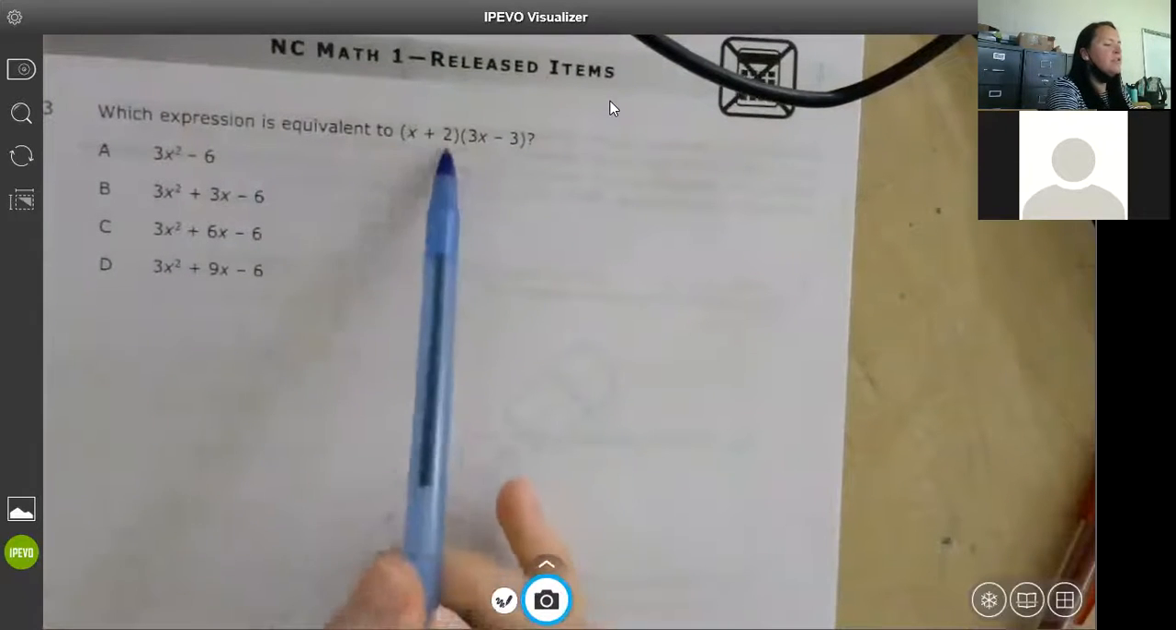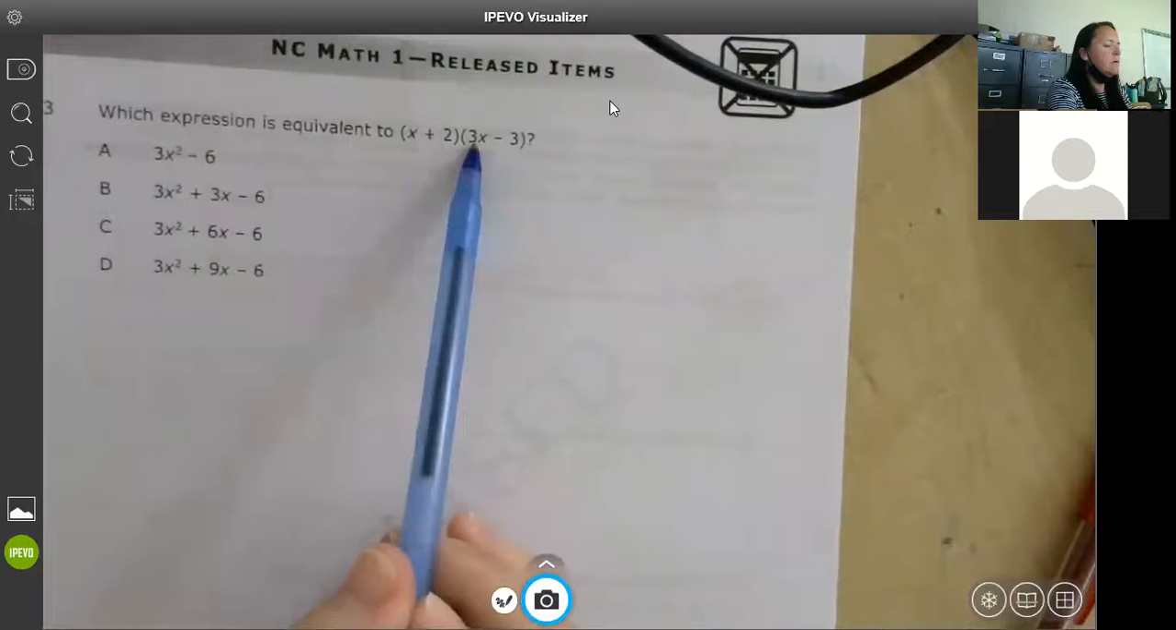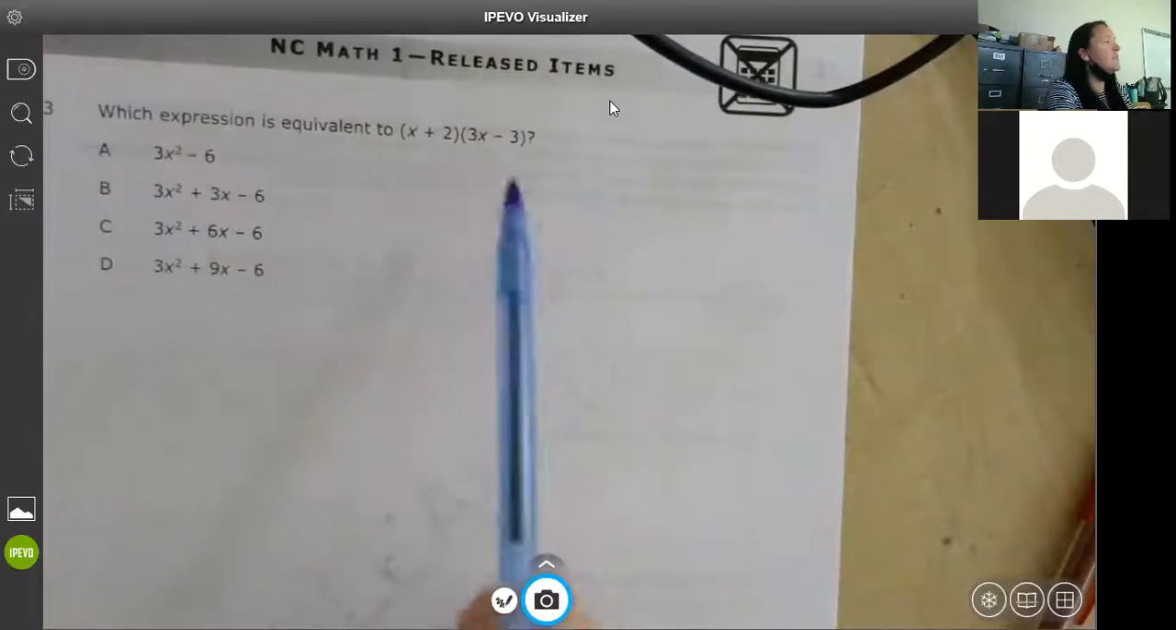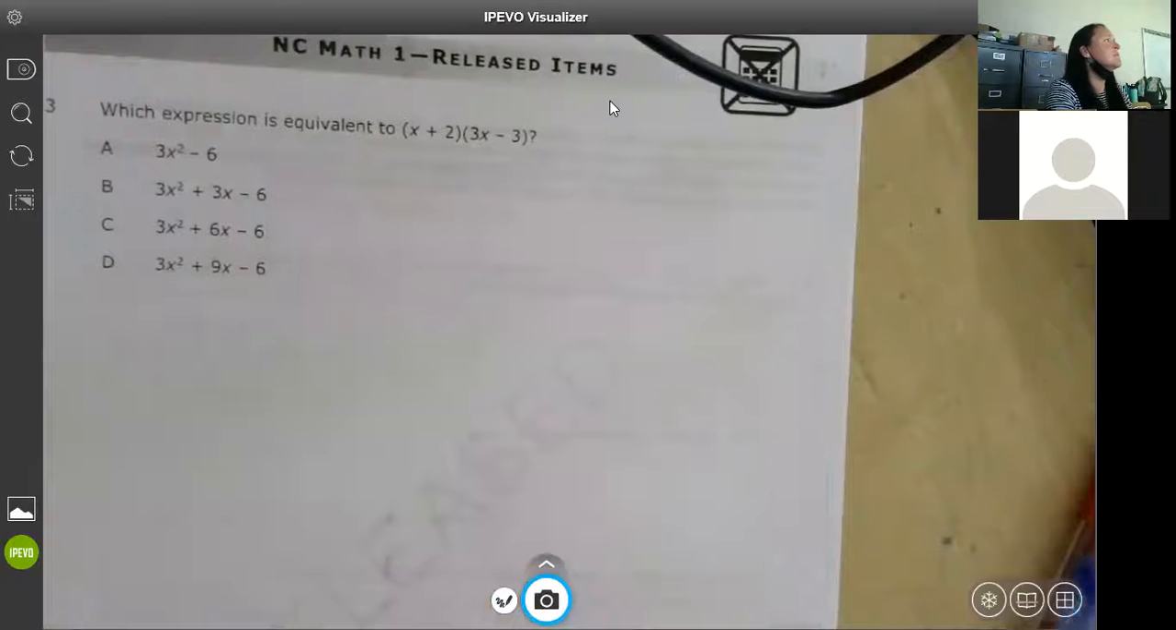What operation is it when you have two sets of parentheses next to each other? Add, subtract, multiply, divide. We're multiplying these. How do we multiply these two things? How do you do that?